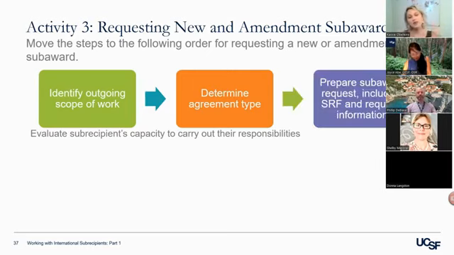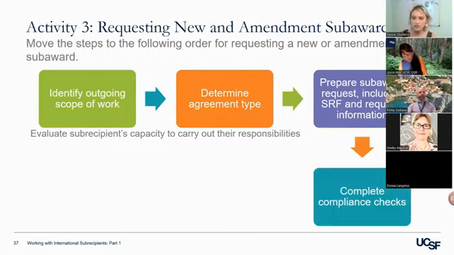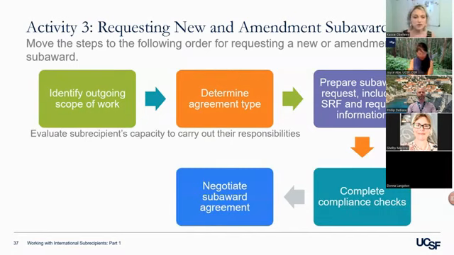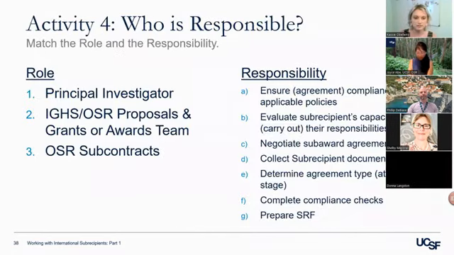The next step out of all the steps I mentioned would be to prepare the subaward request, including the SRF and any required information. And then the subaward team could complete the compliance checks and negotiate the subaward agreement.